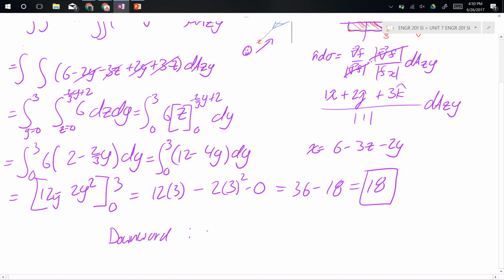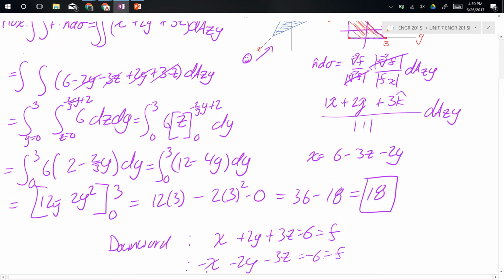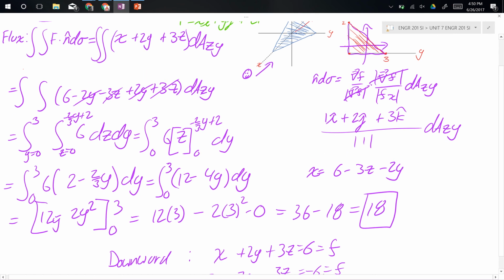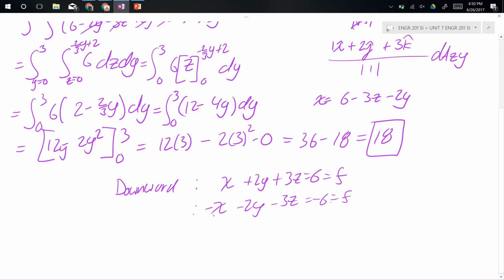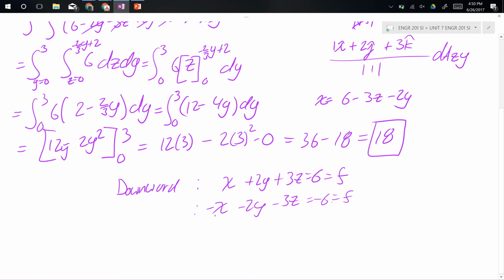our surface would not be positive x. It would not be this. It would in reality be negative x minus 2y minus 3z equals negative 6, which equals f. So this would really only change our n hat d sigma, which would change the sign of the overall thing. So if we did downward flux, you would actually just get negative 18.